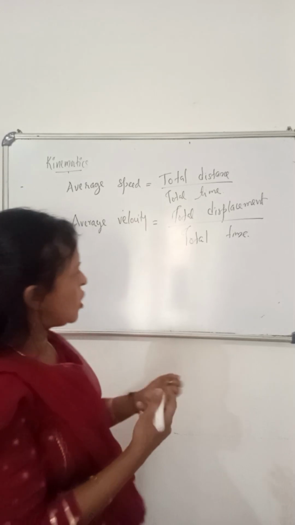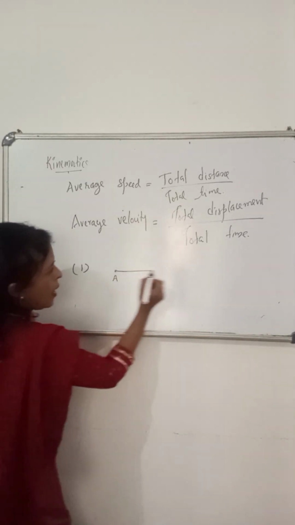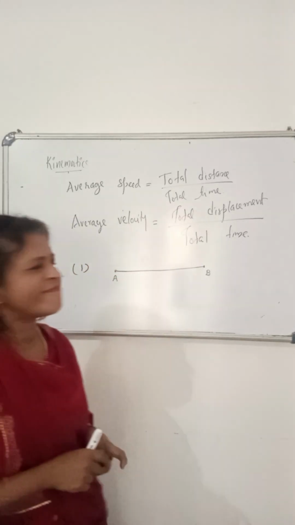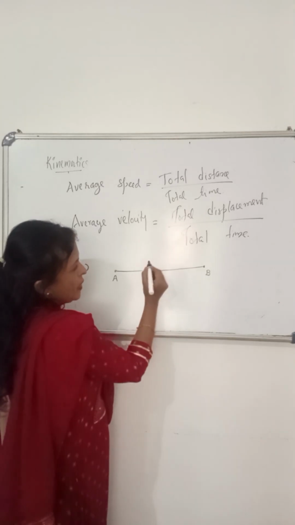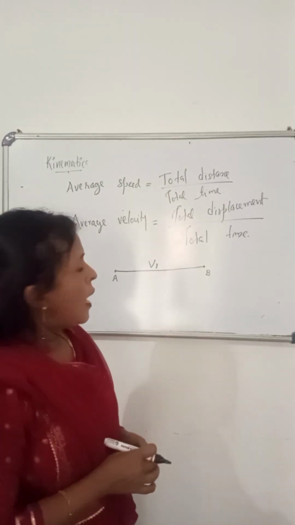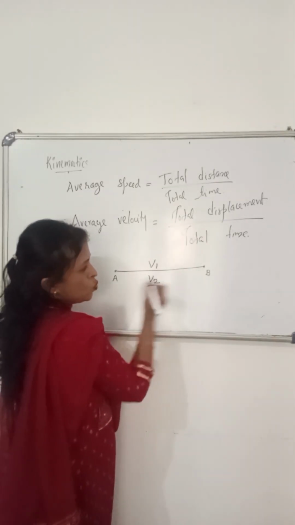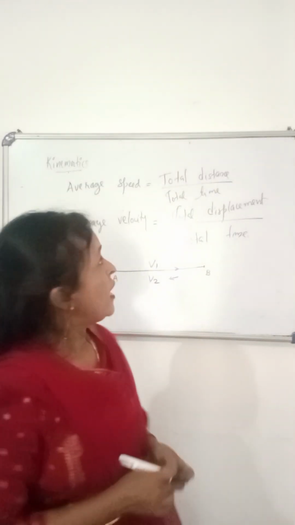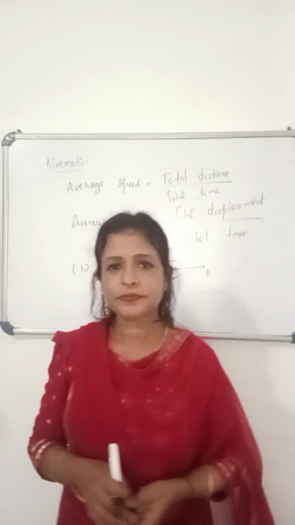We will solve some problems. First problem. This is the point A and this is the point B. Initially, the particle moves from A to B with a velocity v1 and returns back with the velocity v2. Find the average speed and average velocity.